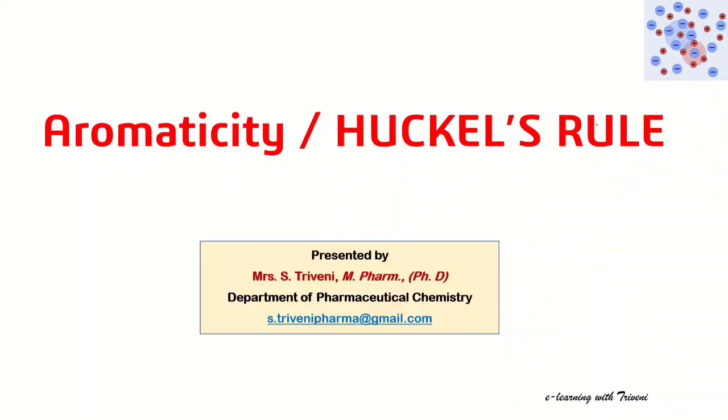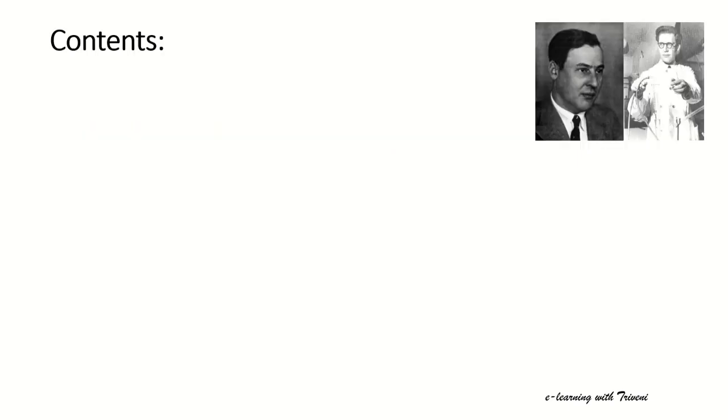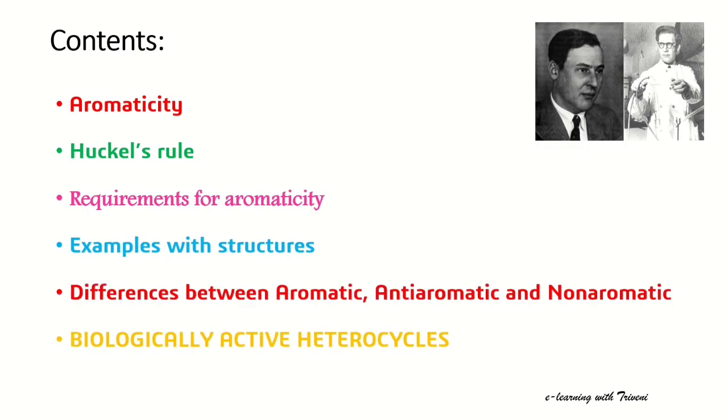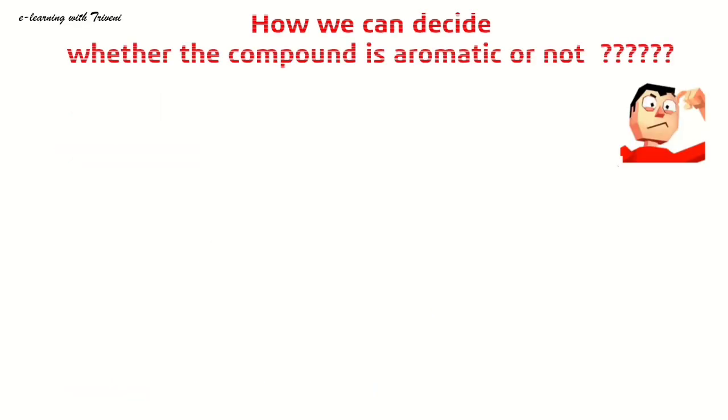Now I am going to explain aromaticity or Huckel's rule. These are the contents I am going to explain now: aromaticity, Huckel's rule, requirements for aromaticity, examples with structures, differences between aromatic, anti-aromatic, non-aromatic and biologically active heterocyclic compounds, and finally tricks to remember aromaticity.